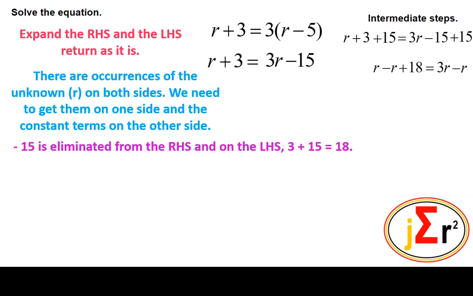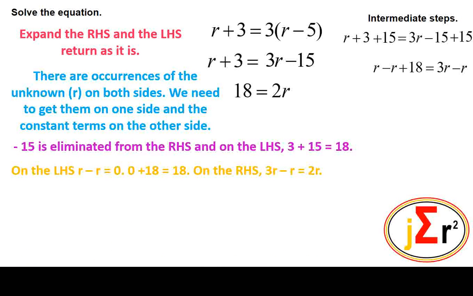On the left hand side, 18 will remain, and on the right hand side, we have 3r minus r, which is equal to 2r. On the left hand side, r minus r is equal to 0, which is going to be added to the 18, which will give 18. On the right hand side, 3r minus r is equal to 2r. 18 is equal to 2r.